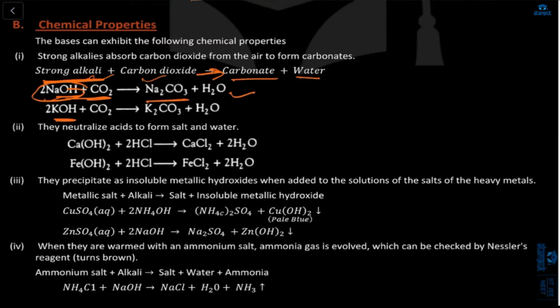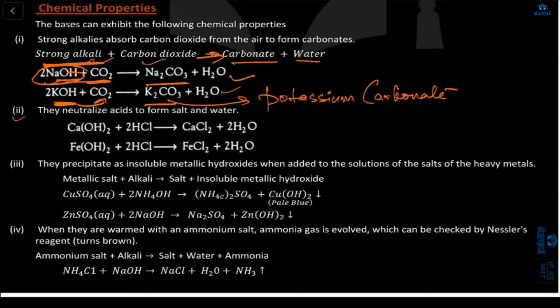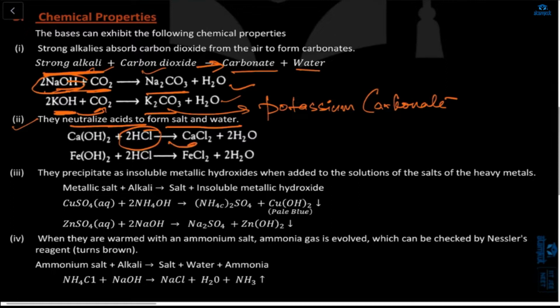Same as potassium hydroxide. If it is added with carbon dioxide, it will form potassium carbonate and water. Now the next type of chemical property is they neutralize acids to form a salt and water. Means they neutralize acid to form the salt, like calcium chloride, iron chloride, and water. This is the next type of chemical property.